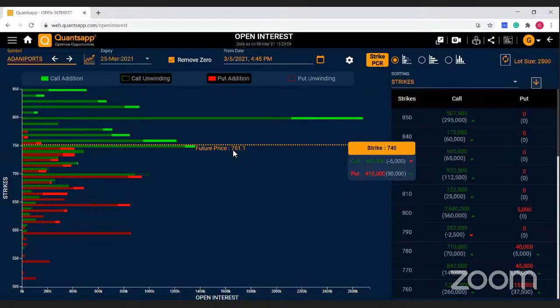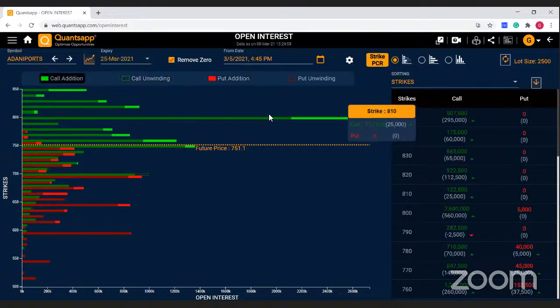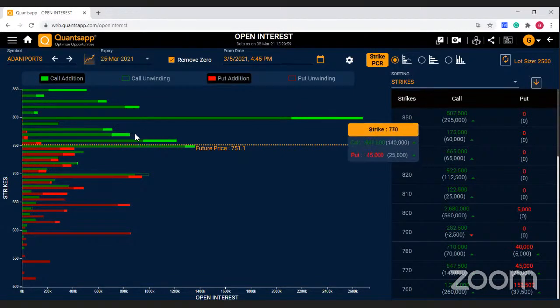Okay, so Adani 751, the future price, and highest call at 800. It's a far level, and you can say the immediate resistance still stands at 760. Even if Adani is able to sustain above the 750 level, there's still a 760 level where a lot of writing has happened. So you should be looking into this particular data as well.